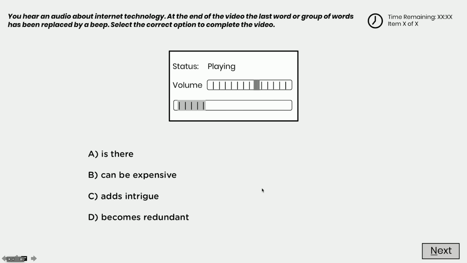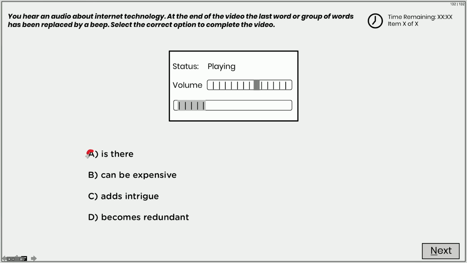Okie dokie, how did you go? Were you able to anticipate what the speaker was going to say? Let's have a look. This one was about, what was he talking about? HTML5 or something like that. But anyway, it ended with "is there" as the correct one. It wasn't about expense or intrigue or redundancy. This was the only phrase that could end this correctly, according to what he had been talking about and what he was going to say.